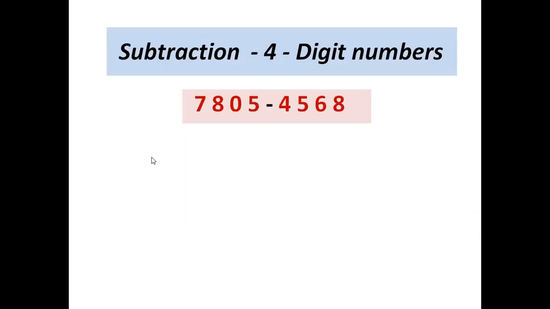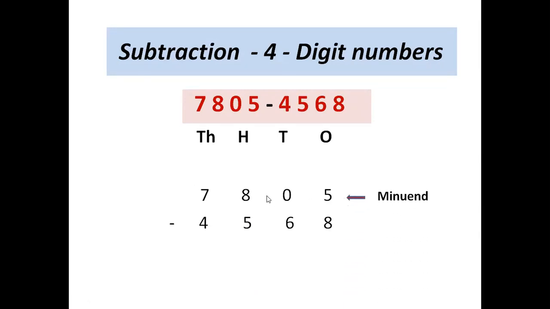Okay, now let us first learn the subtraction of 4-digit numbers. As you can see here, this is the symbol for subtraction. We call it minus. 7,805 minus 4,568. First, we have to arrange it in proper columns. Now, do you know that this number at the top, the higher value, is known as the minuend? The higher order number in the subtraction is known as the minuend, whereas the lower order number, or smaller value, is known as the subtrahend.